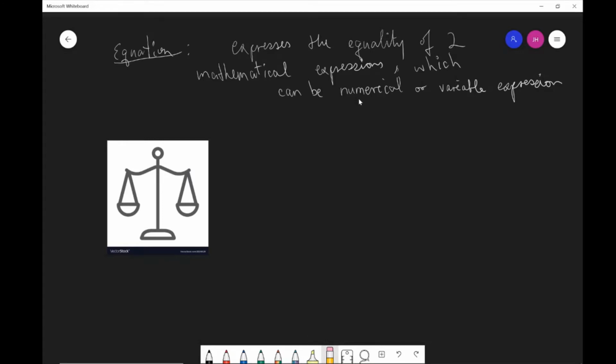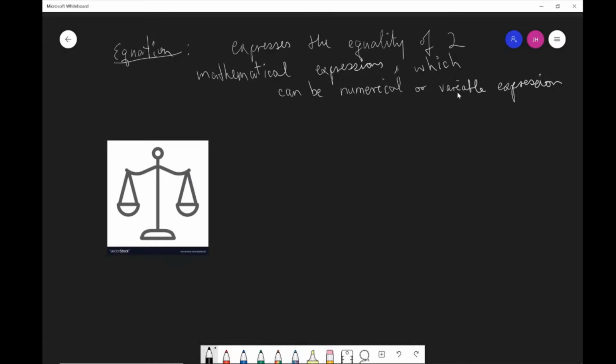Remember last week we began our algebra with expressions, which is to evaluate expressions and to simplify expressions, which is combine like terms. Now we're going to enter our modules of algebraic equations. First of all, let's take a look at the function of equations, which is to express the equality of two mathematical expressions. Mathematical expressions can be numerical or variable expressions.